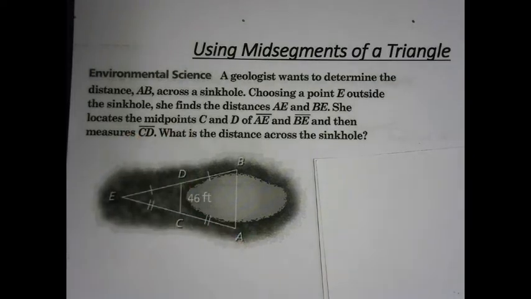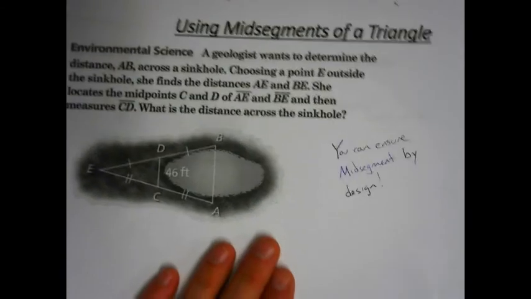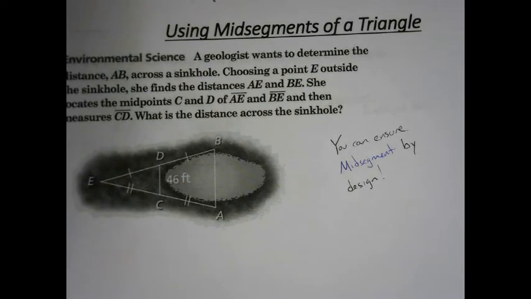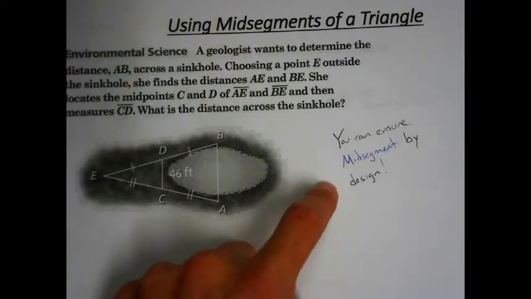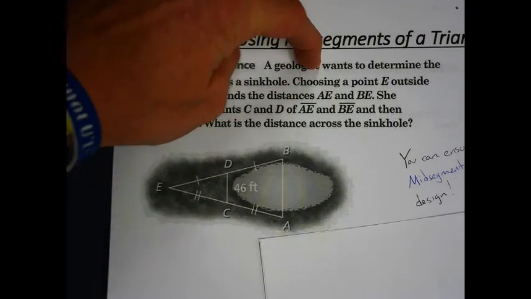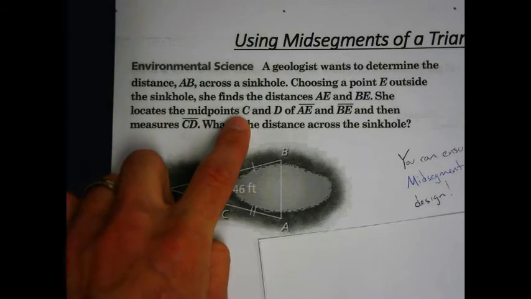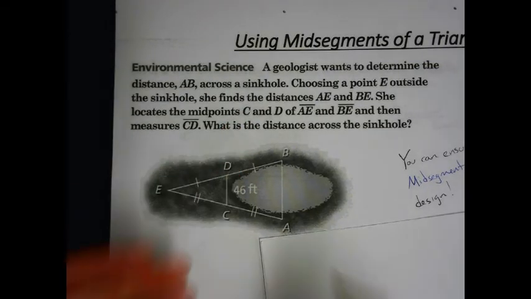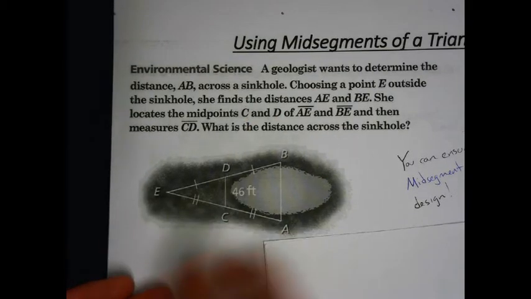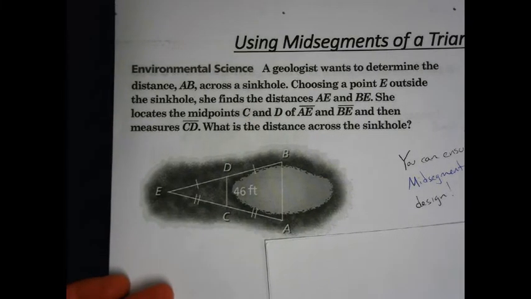So here's the thing. You can actually ensure midsegments because you're the one measuring this. Whenever this happens, if you need to build a bridge or design some kind of structure around a thing, you can totally use this because you're the one that's measuring. So by design, you can choose where your midpoints will end up being. She locates the midpoints C and D of AE and BE, right? She knows where the midpoints are because she's the one that measured it.